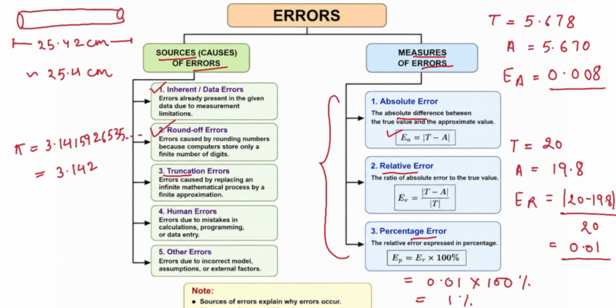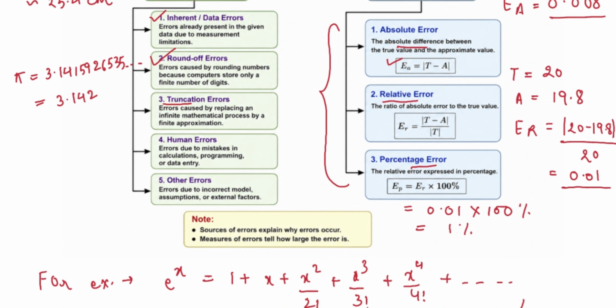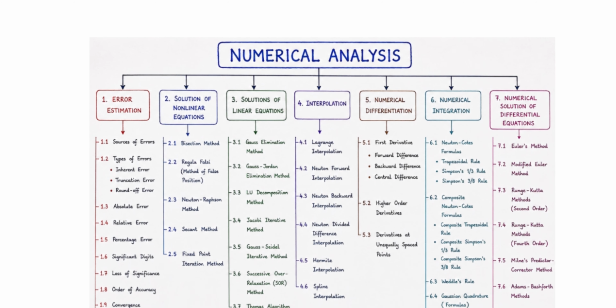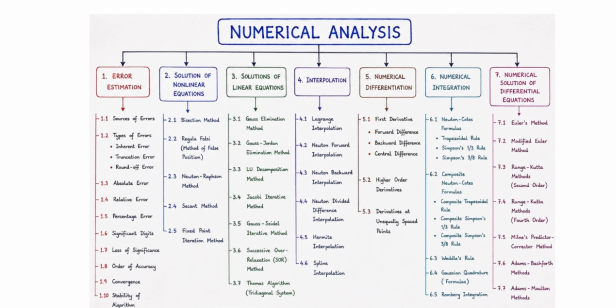Every numerical computation introduces some amount of error. So we first identify where the error comes from by studying the sources of error, and then we measure the size of that error. And that brings us to the end of today's lecture. In this session, we learned what errors are, why they occur, and how to measure them. We also introduced round-off error and truncation error, these 2 important sources of error in numerical computation. In the next lecture, we will continue this chapter by studying significant digits, accuracy, precision, and propagation of errors with detailed examples.